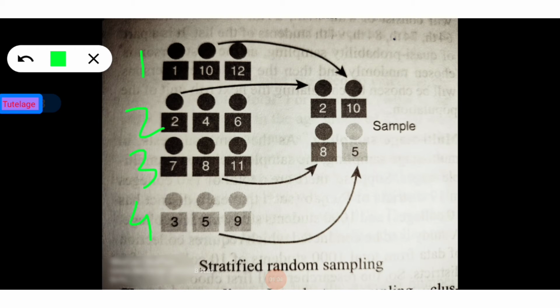Number 10 is selected as a sample randomly from the first stratum. Number 2 is chosen from the second stratum. Number 8 is chosen from the third. And number 5 is chosen from the fourth stratum. I think this is clear. What do you mean by stratified sampling? In each stratum, all data are homogeneous because 1, 10 and 12 are all homogeneous. That's why strata are homogeneous groups of the population. Okay, so I think this is clear.